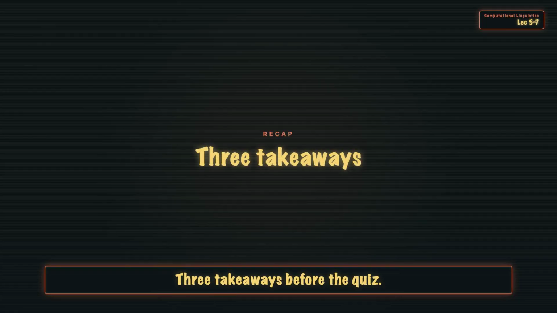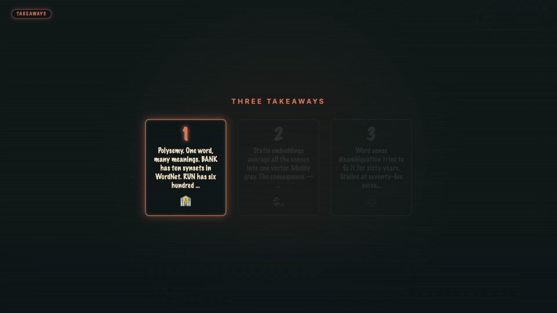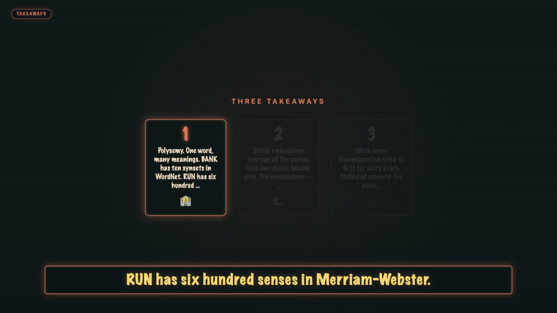3 takeaways before the quiz. 1. Polysemy. One word, many meanings. Bank has 10 synsets in WordNet. Run has 600 senses in Merriam-Webster. Every natural language does this.